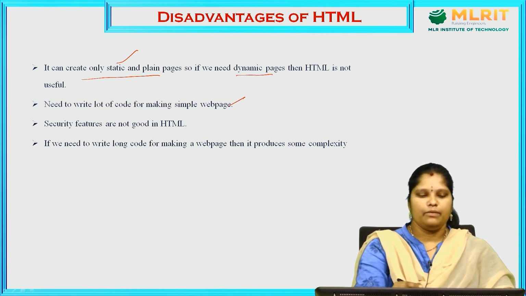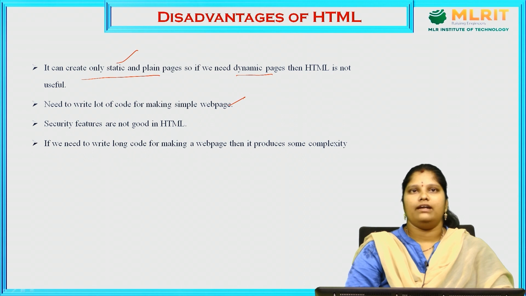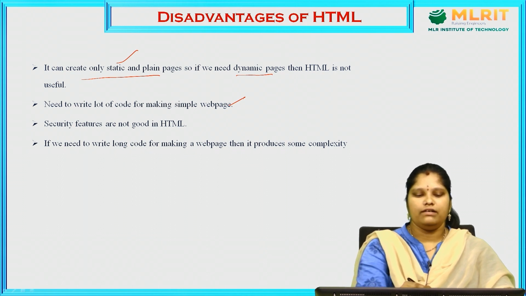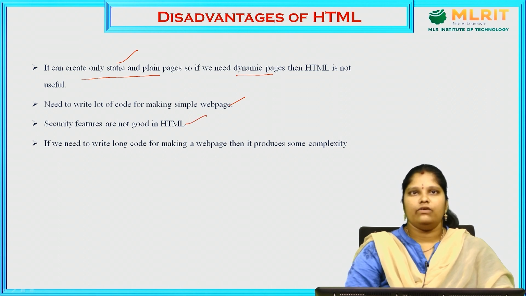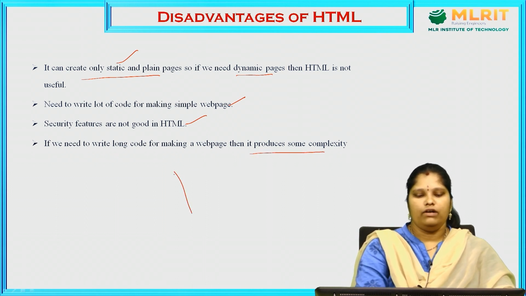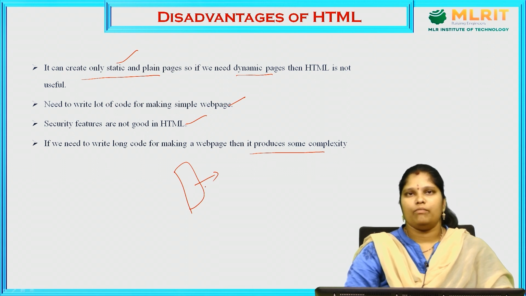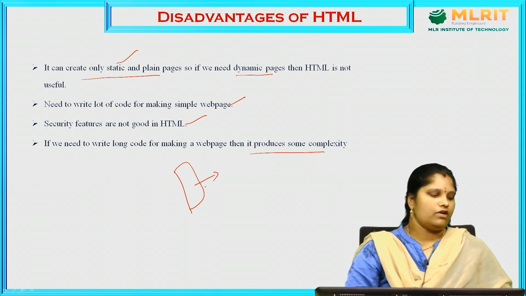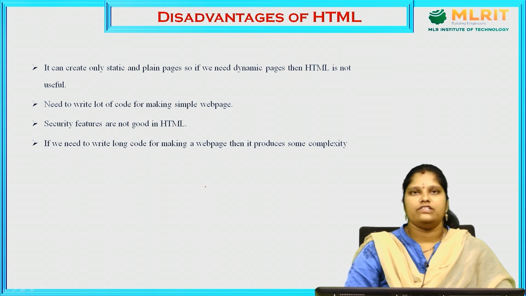And the second disadvantage is that we need to write a lot of code for making a simple web page. For creating a simple web page, we need to write a lot of code, right. This is the second disadvantage. And the third disadvantage is that security features are not good in HTML. And the fourth point is if we need to write long code for making a web page, then it produces some complexity, right. Lengthy code becomes complexity. So these are the disadvantages of HTML, right.